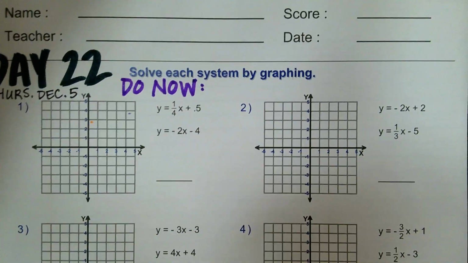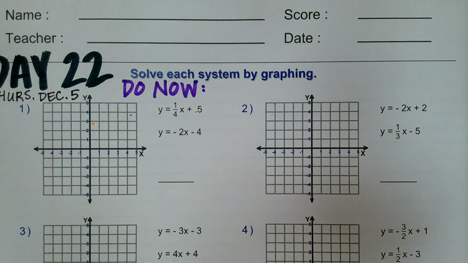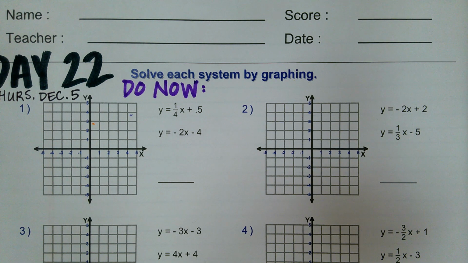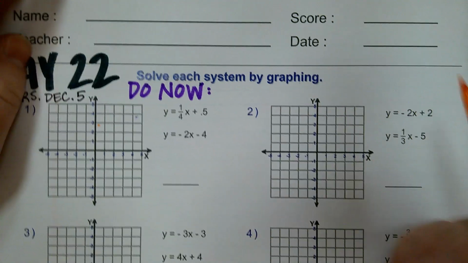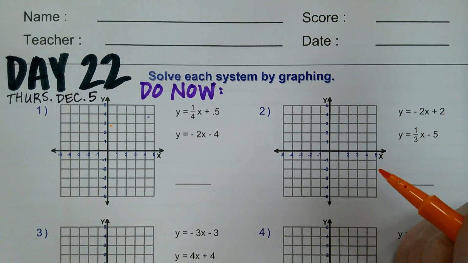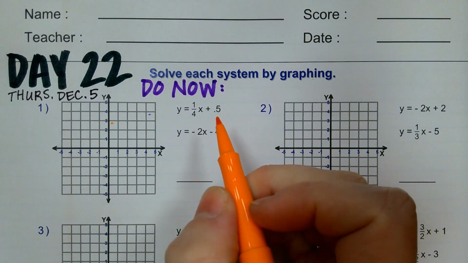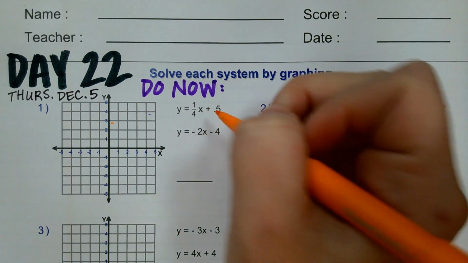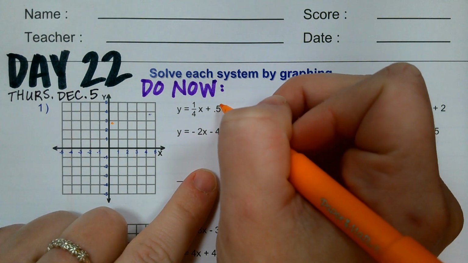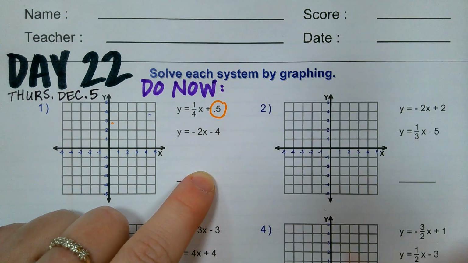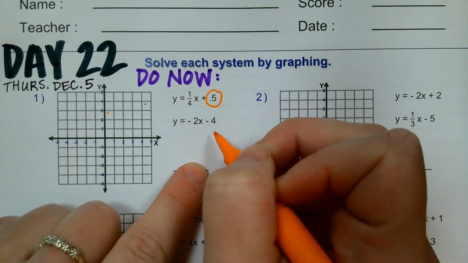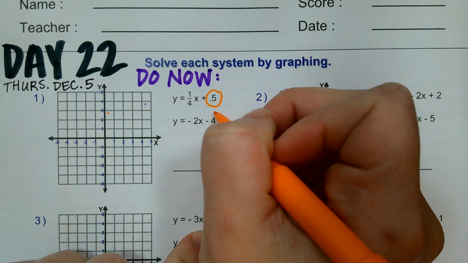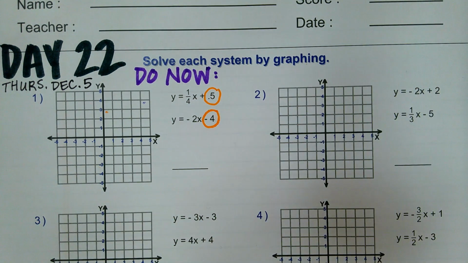For number 1, let me grab my colors. Okay. First thing that we should do is what? What should we do first? Y-intercept. Let's go ahead and just circle both of them. I've got a positive 0.5. And what's this one? A -4. Good. A -4. Now let's identify our slopes. Then we'll graph them both.